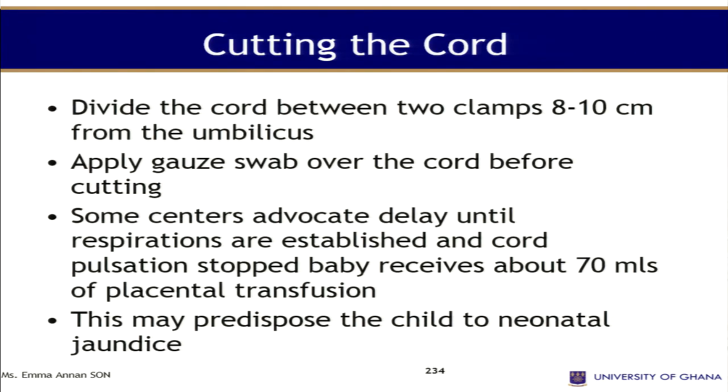Cutting of the cord. Divide the cord in between two clamps 8 to 10 cm from the umbilicus. Then you apply a gauze over the cord before cutting. Some centers advocate delay until respiration is established, but this may predispose the child to neonatal jaundice.